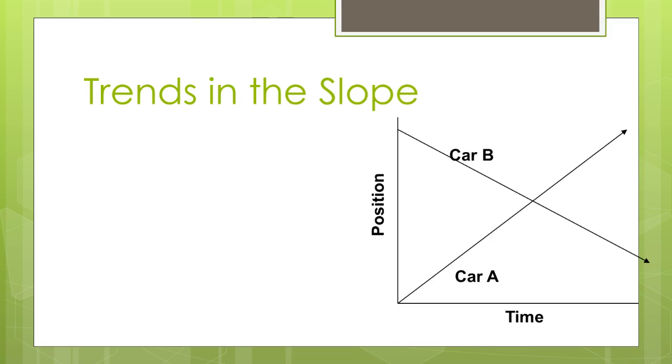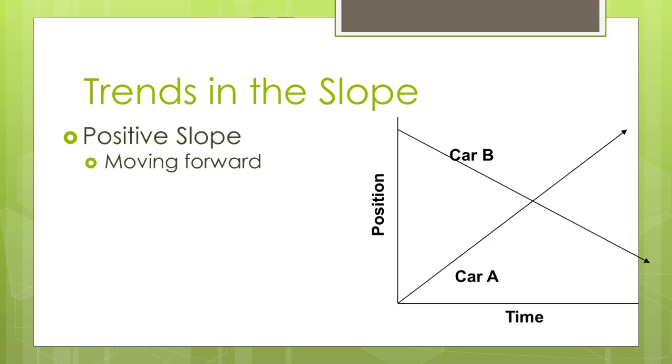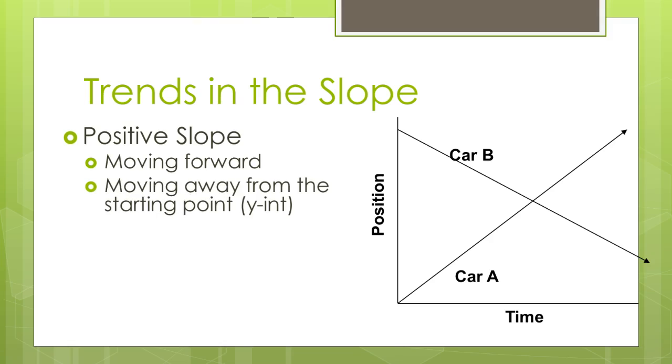When we're dealing with velocity, though, we have to have a direction as well as a speed or magnitude. The direction of an object is signified by the sign of the slope. If it's a positive slope, like car A, that means that it is rising on the right, position is increasing as time increases. We would call this moving forward. This is an object that's moving away from the starting point. So if we're looking at a starting point here of 0, if these two cars were on a racetrack, for example, car A is moving away from that initial starting point.